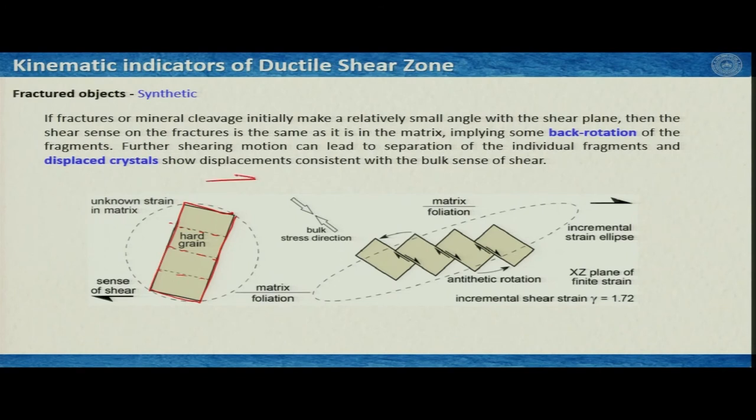And then the bulk shear, in this case again dextral, as it is given by these arrows. So what happens? The crystals then tend to slip in the similar sense of shear displacement because of the low angle, and you can figure out these are actually defining the R1 shear fractures. So with continued deformation, these grains would try to rotate backwards, therefore this back rotation is important.